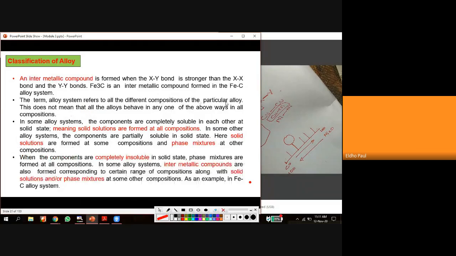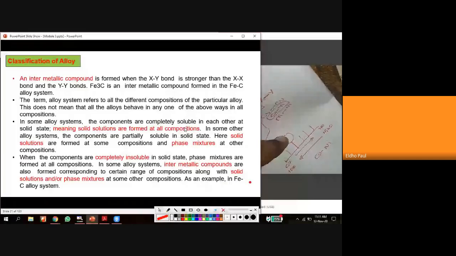This does not mean that all alloys behave in any one of the above ways in all compositions. Okay, so in some alloy systems, the components are completely soluble in each other in the solid state, meaning solid solutions are formed in all compositions. A single solid solution is formed in all compositions. An example is copper and nickel. Copper and nickel form only a single solid solution for all compositions. In some other alloy systems, the components are partially soluble in the solid state. A solid solution is formed at some compositions and phase mixtures at other compositions.